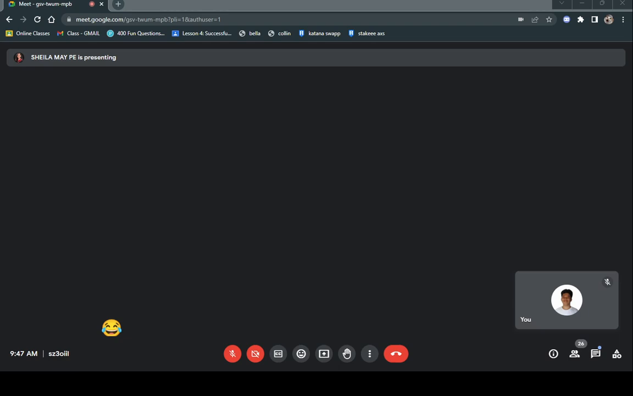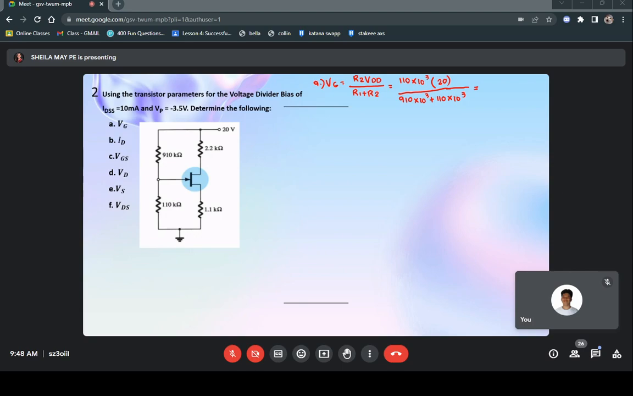So, R2 is 110 times 10 to the 3, that's kilo, times VDD at 20, over R1, which is 910,000, plus R2 at 110,000. So VG is 2.16.